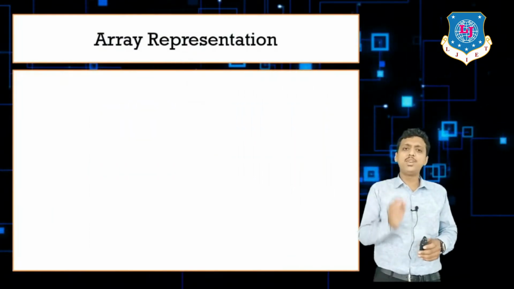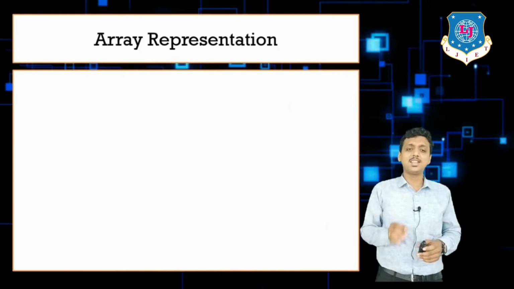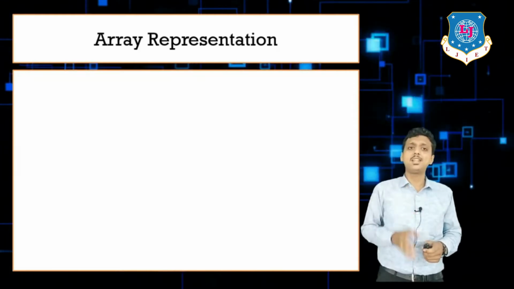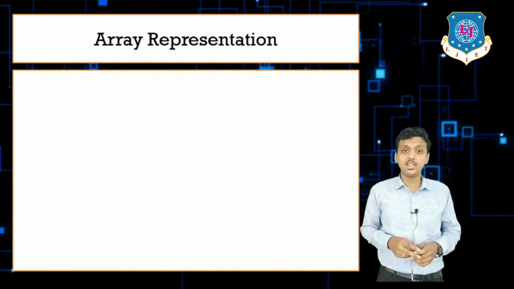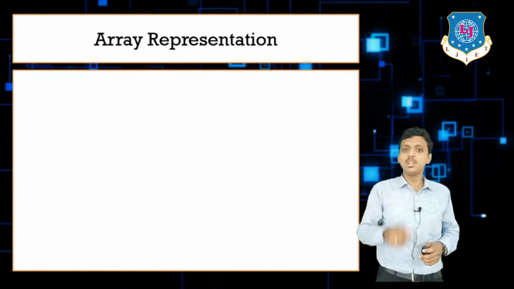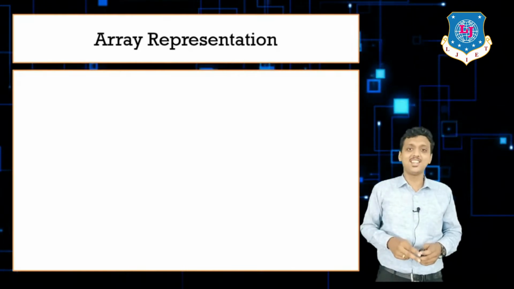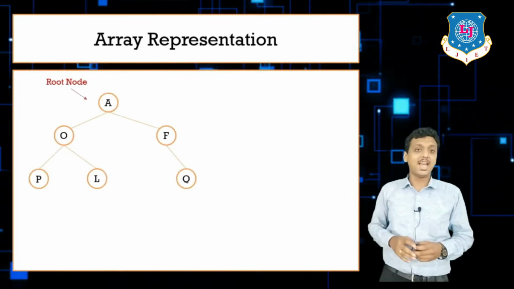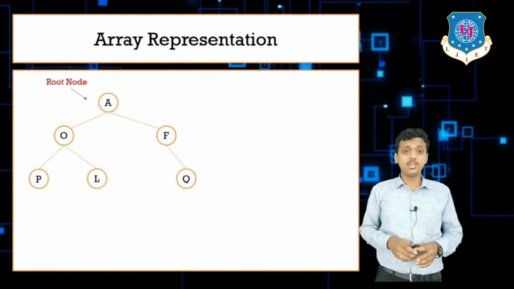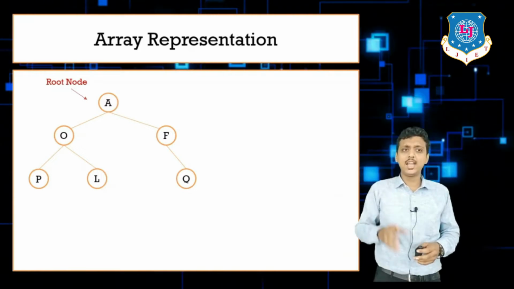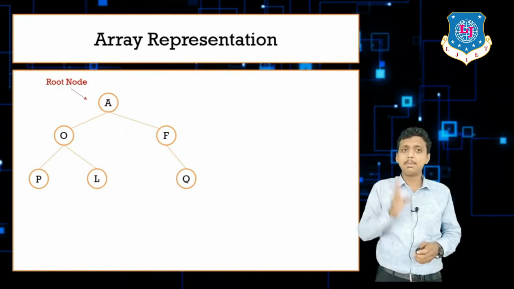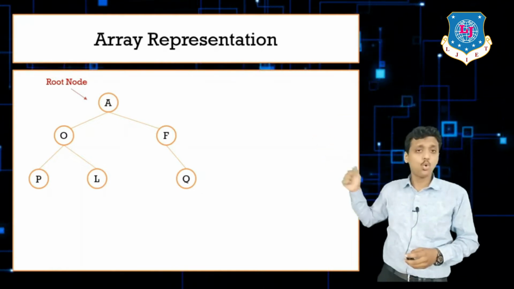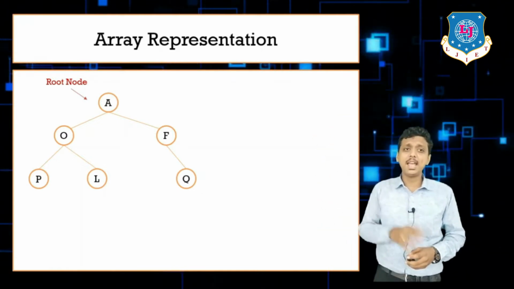Students, in every lecture of data structure, I usually say this sentence: each and every data structure can be represented by two different data structures. Which are they? If you remember, the first one is array and the second one is linked list. So here we are going to represent our tree using array. So here it is our tree. A is our root node, then O, F, then P, L and Q.